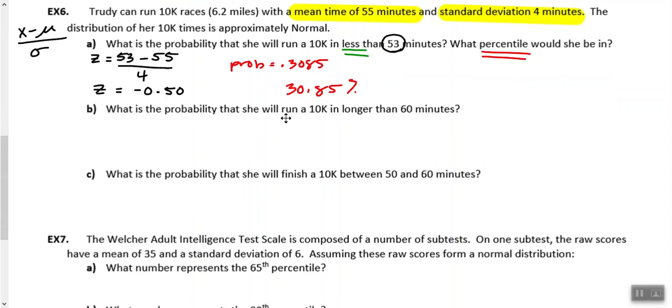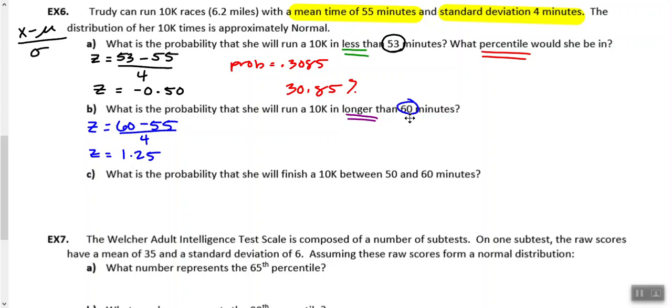Part B, what is the probability she will run longer than 53 minutes? All right, so I first need to find my z-score. So I'm going to take my z-score is equal to, in this case, I'm using 60. So 60 minus my mean, which is 55, divided by my standard deviation of 4. So once I have all that, I can go to my calculator, and in this case, I get a z-score of 1.25.